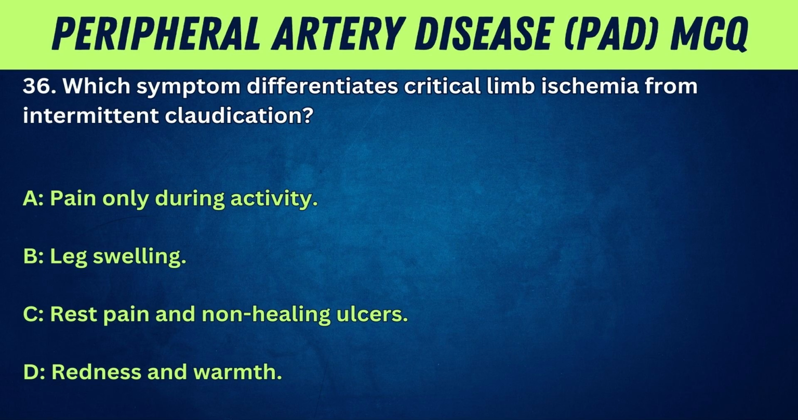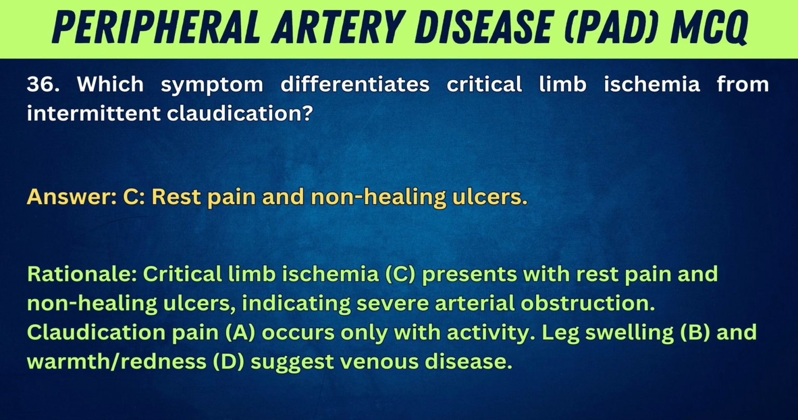36. Which symptom differentiates critical limb ischemia from intermittent claudication? A. Pain only during activity. B. Leg swelling. C. Rest pain and non-healing ulcers. D. Redness and warmth. Answer: C. Rest pain and non-healing ulcers. Rationale: critical limb ischemia, C, presents with rest pain and non-healing ulcers, indicating severe arterial obstruction. Claudication pain, A, occurs only with activity. Leg swelling, B, and warmth/redness, D, suggest venous disease.